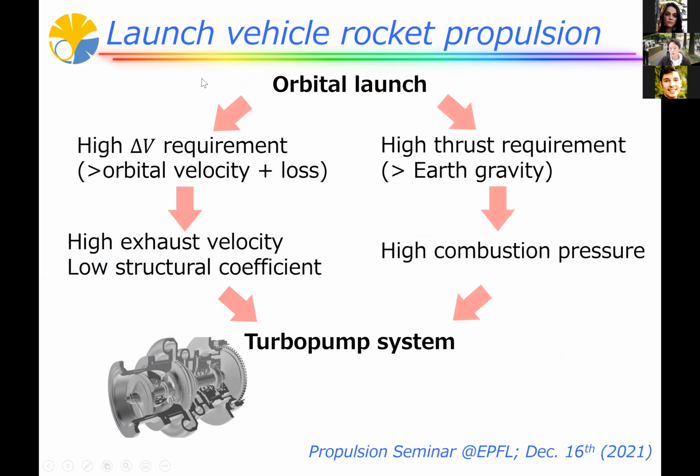Yeah. So this slide is some kind of a summary. So for orbital launch, we need a high delta V because of orbital velocity and some kind of loss. And also against the Earth's gravity, we need a high thrust. And for high delta V, we need a high exhaust velocity and a low structural coefficient. And also for high thrust, we need high combustion pressure. And this results in the turbo pump system. We have to select it for an orbital launch system.